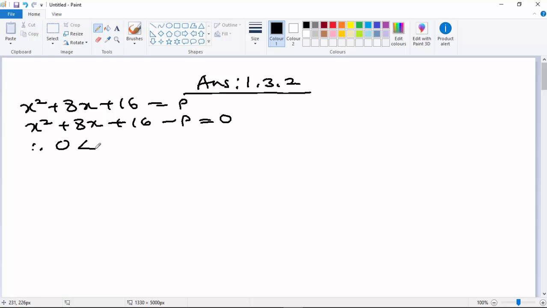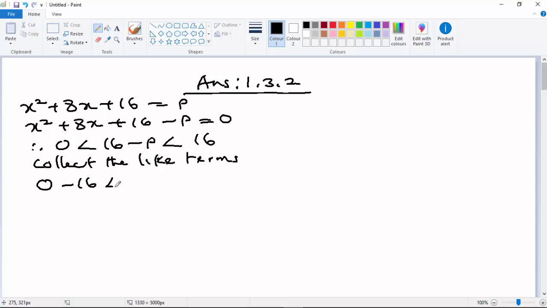we have 0 less than 16 minus p less than 16. So we need to collect the like terms. So we have 0 minus 16 less than minus p less than 16 minus 16. We have minus 16 less than minus p less than 0.